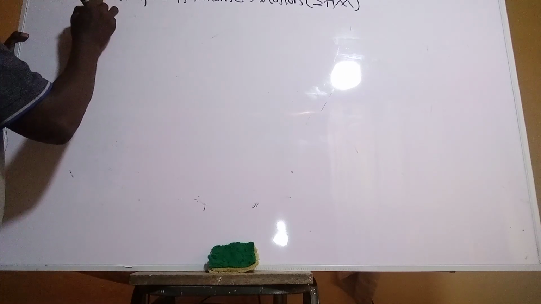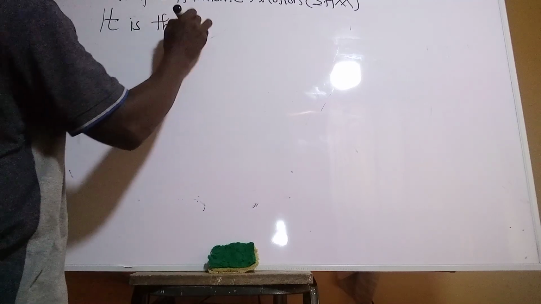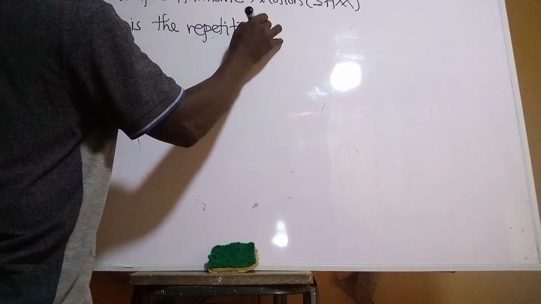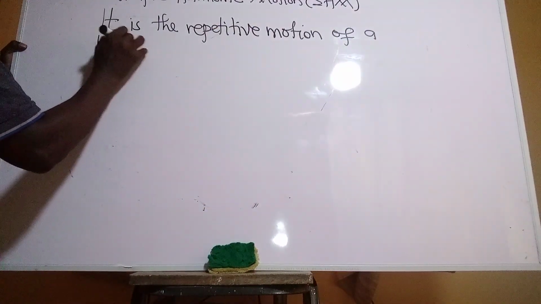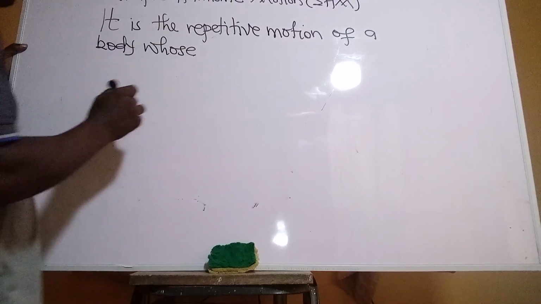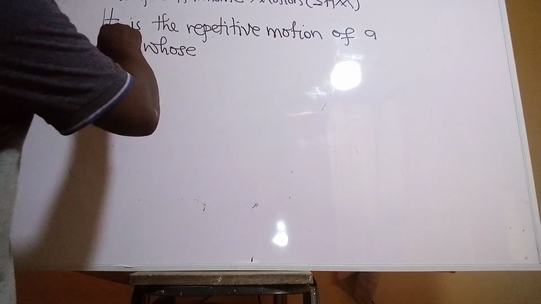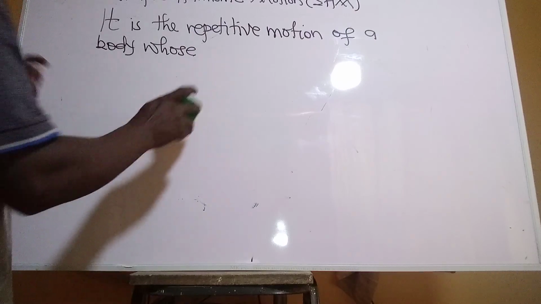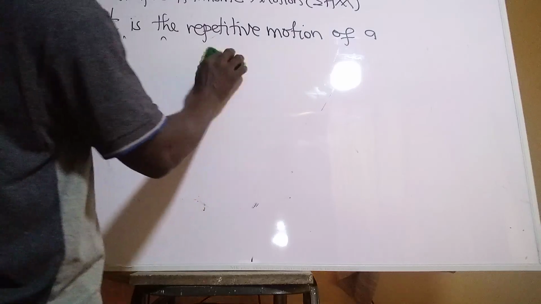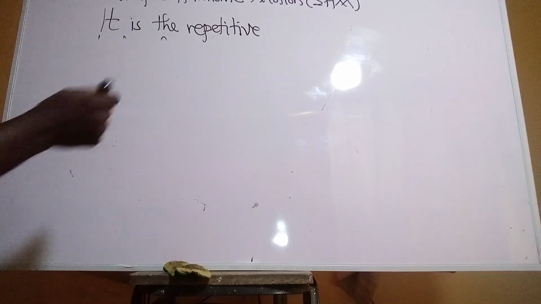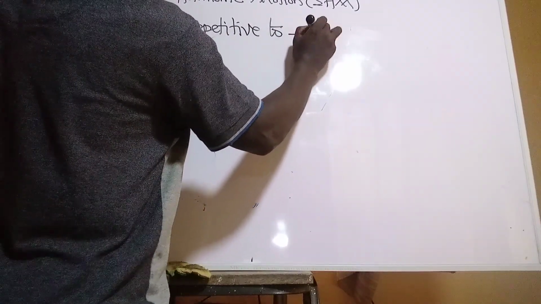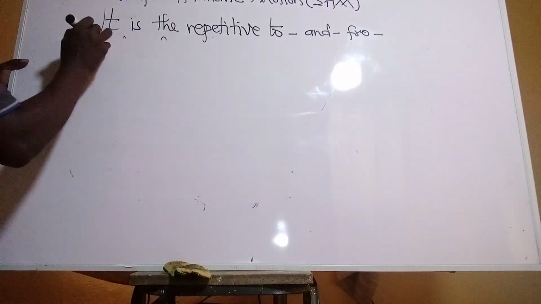So as I said earlier on, simple harmonic motion is a repetitive motion of a body. So it is the repetitive motion. Let's recoin it again. It is the repetitive to and fro, so that the to and fro or back and forth thing is so important. It's the repetitive to and fro motion.